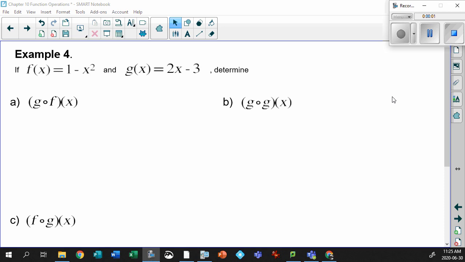So let's get into some pure algebra here. Let's actually compose functions algebraically. No numbers, lots of algebra, lots of x's and all that other stuff thrown in there. Okay, here we go. Let's talk A.